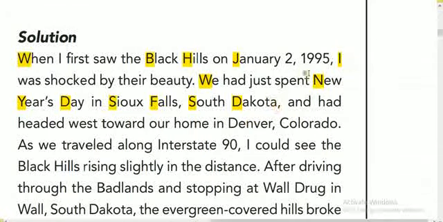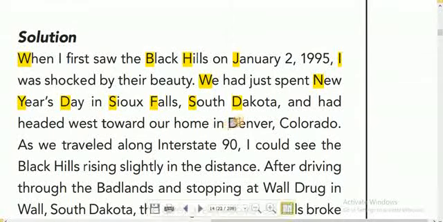We had just spent New Year's Day in Sioux Falls, South Dakota, and had headed westward toward our home in Denver, Colorado. We capitalize "As" because of the apostrophe, you see, apostrophe. This is a full stop. I said this is a full stop. If we get a full stop, this is a new sentence, okay? We have a rule: if you see a new sentence, you capitalize the first word. This is a new sentence, capitalize this one, okay? This is a new sentence.